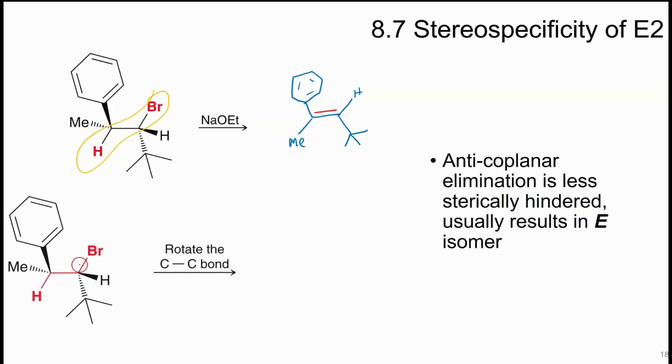And when the bromine is on the opposite side of the hydrogen, this is anti-coplanar. And that usually results in the E isomer. If we were to determine this, this is my large group, this is here, that is E. So if I took this compound here, rotated it around the C bond, so I'm just going to rotate this here, so that the Br and the H are on the same side.